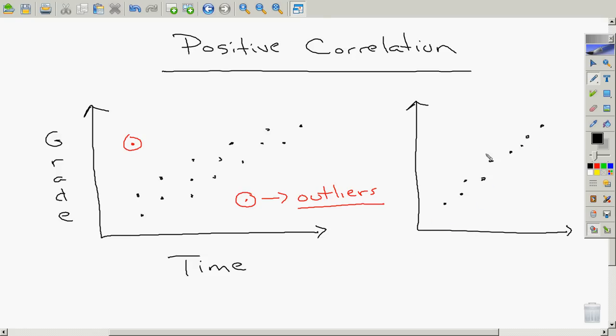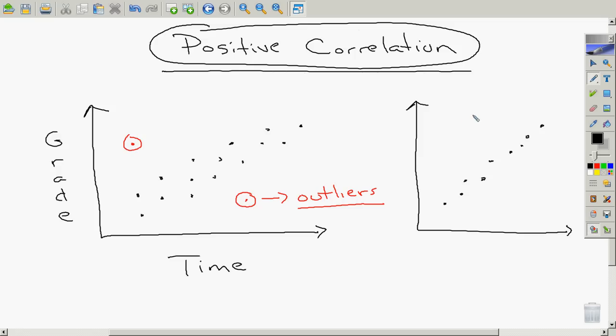So these would both be positive correlations because they're both going uphill, but this one would be strong, and this one would be a little bit weaker when we compare it to the other. If it's a perfect positive correlation, then the dots would be in a perfect straight line.